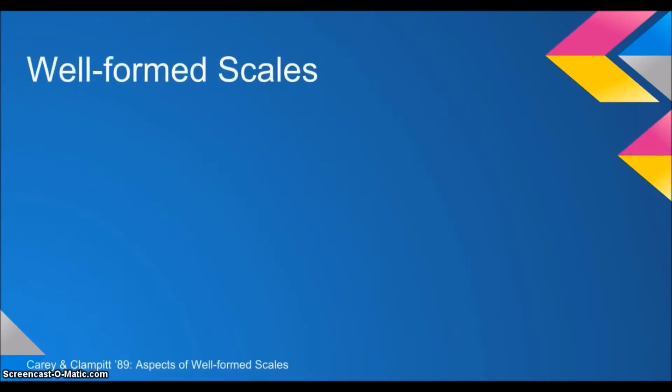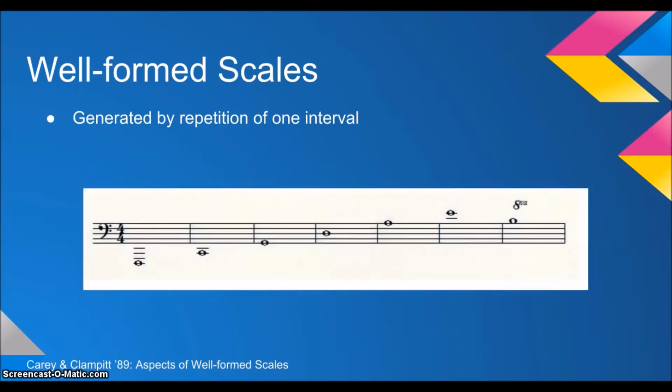Many of the interesting features of a diatonic scale come from the fact that it is a well-formed or generated scale. This is a term meaning you can get the pitch collection by repeating one interval, in this case the perfect fifth. This is demonstrated here. By only moving the interval of a fifth, starting on F, I was able to produce all of the pitches that appear in a C major scale.